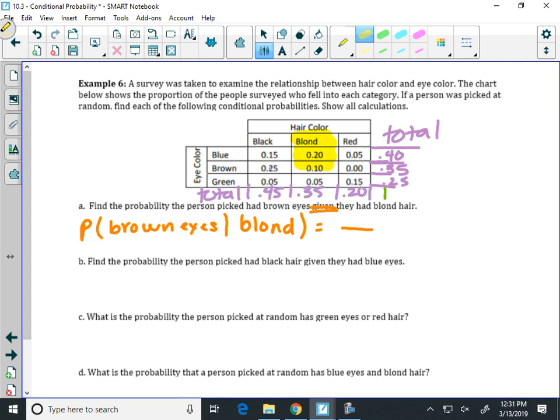Yeah, because blonde is second. So we're only looking at the blonde column. And 0.35 is the total for blonde. All those people had blonde hair. How many had brown eyes? 0.10. And again, please don't leave it like that. What is decimal over decimal divided in your calculator? What's 0.10 divided by 0.35? What is it? 0.29. So about 29% of the people who had blonde hair also have brown.